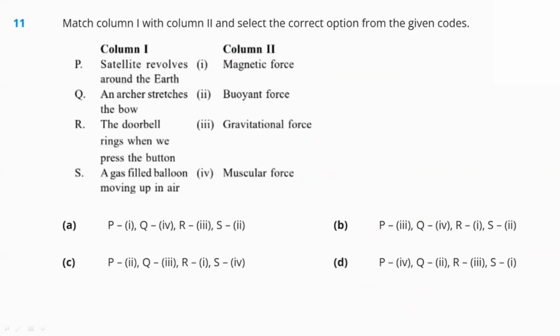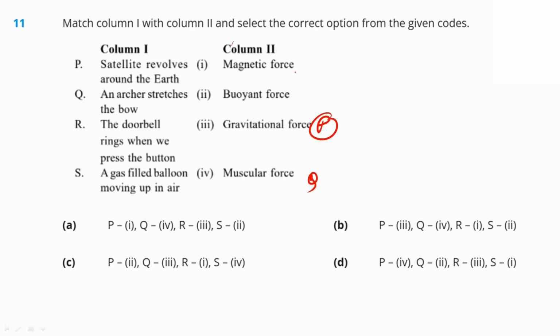Next. Now we have science questions coming after this. Now match column 1 and column 2 and select the correct option from the given codes. If you start matching each of them, you will notice that a satellite revolving around the Earth is the gravitational force. So this is P. Then an archer stretches the bow. This is the muscular force. Then the doorbell rings when we push the button.